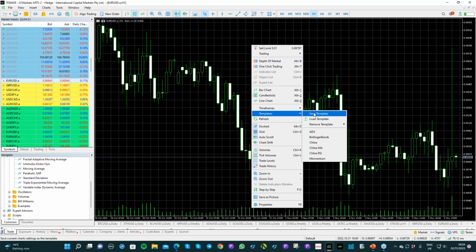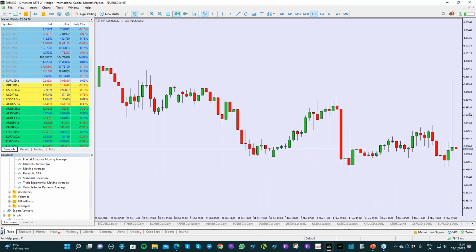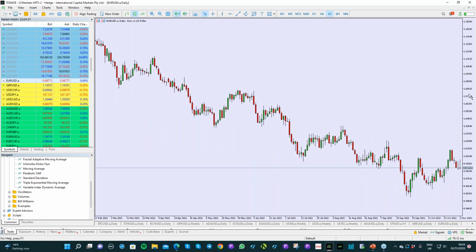I'm just going to load a blank template there. And I'm just going to click onto the daily time frame. So this is euro dollar on the daily time frame, just to start off with as an example.